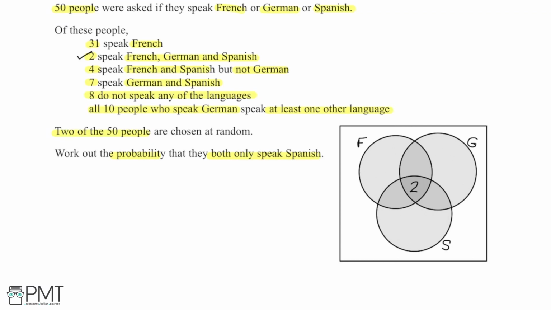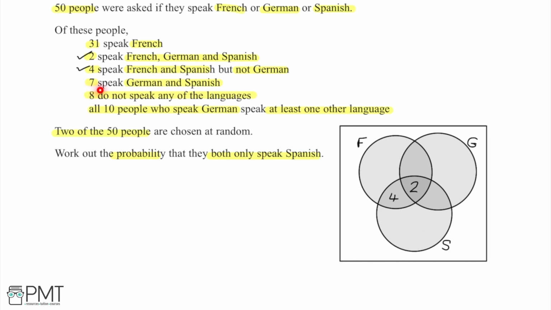Moving on, we then are told that 4 speak French and Spanish but not German. So looking over here, the overlap between French and Spanish is this section here. However, the overlap between French, Spanish and not German is just this point that we have here. So this section here is going to be the 4 that speak French and Spanish but not German. So I can fill that in as 4 and tick that piece off.